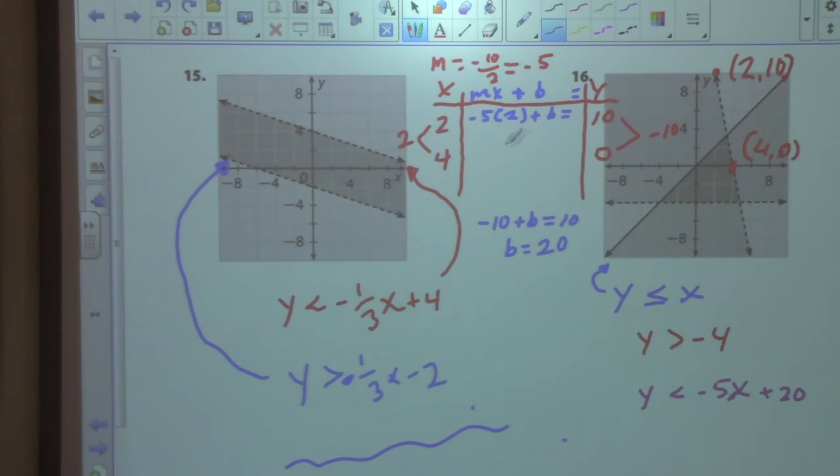And then as one last thing, you can test the other point to see if it works out. Because if we have mx plus b, that's 4 times negative 5 plus 20 should equal 0. So negative 20 plus 20 equals 0, right? Check. So you can use that second point to check there. So that's that one, okay? So a little more work to be done on this one.